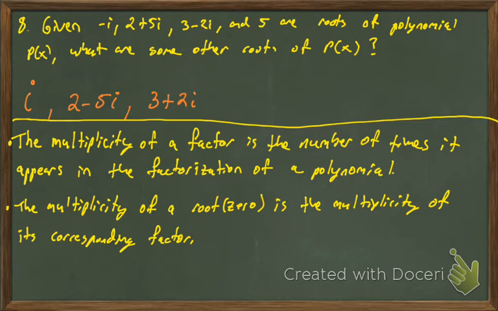Okay, and then we got some definitions here. The multiplicity of a factor is the number of times it appears in the factorization of a polynomial. The multiplicity of a root, or zero, is the multiplicity of its corresponding factor. So we're going to use this idea for constructing a couple of polynomials here.